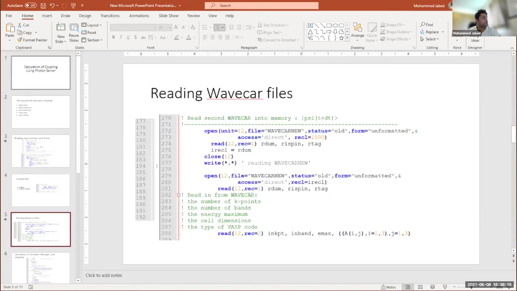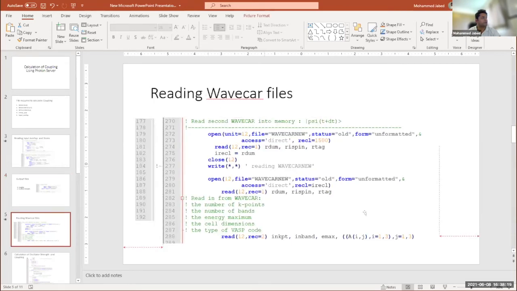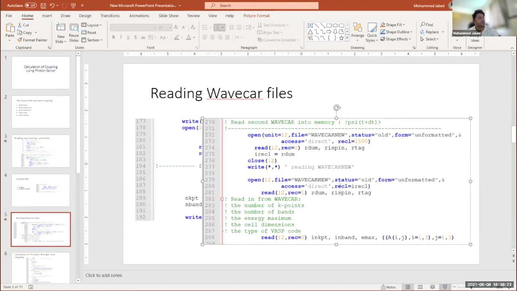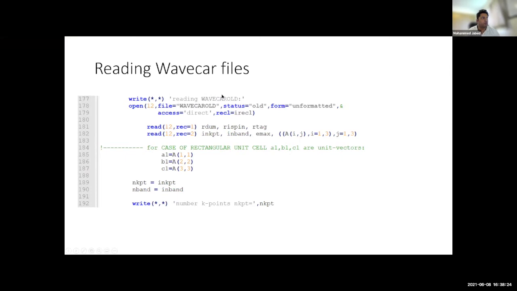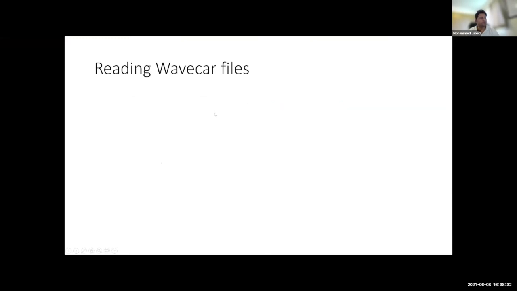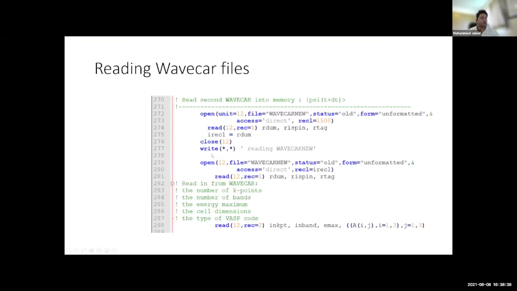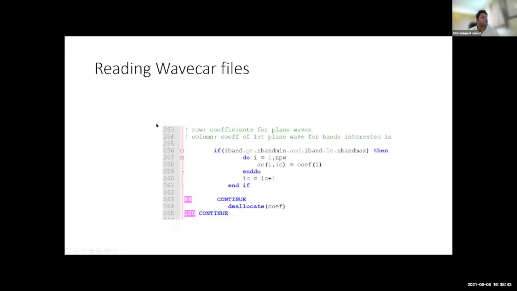Okay, so now how does it read the Wavecar file? I'm presenting in presentation mode. As I mentioned, it will read the Wavecar old, follow it, and store that information in a matrix. It will do similar things for Wavecar new. It's just a repetition of the same thing, adding this information to a different array. Then it will do some calculation and read the coefficients from both Wavecar files. You don't need to go through everything here.